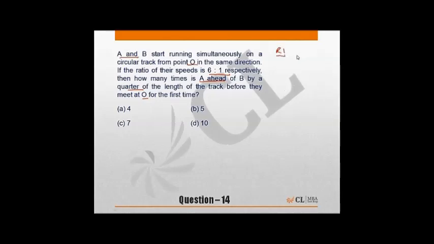Round 1 question, because it is time, speed, distance, which I am fairly comfortable with, and it does not look calculation intensive. Looking at the data again: circular track, O is the starting point, both of them start moving in the same direction. Ratio of speeds is 6:1. And we need to find how many times is A ahead of B by quarter of the length of the track before they meet for the first time.